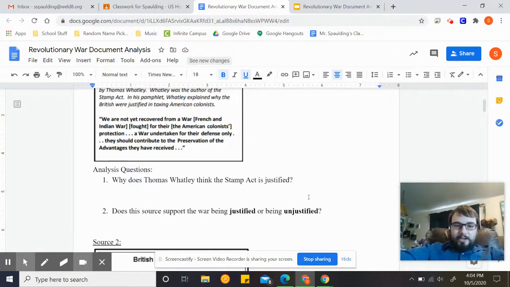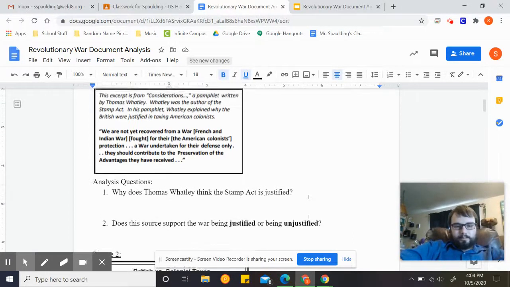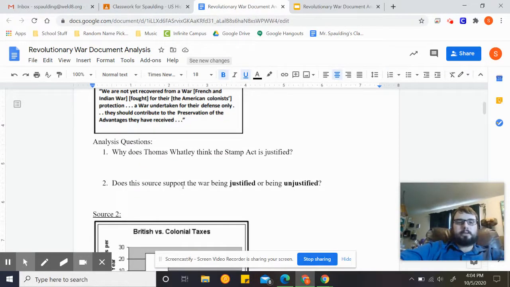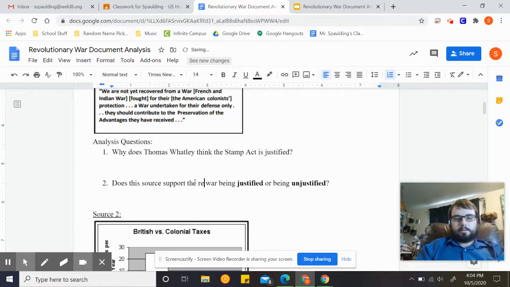It was for their protection. It was for their defense. Because it's for them, they should be willing to help pay for that war. Okay, so go ahead and answer that question. And then, does this support the Revolutionary War? Let me fix that for you guys.